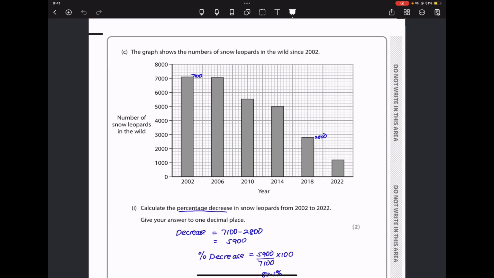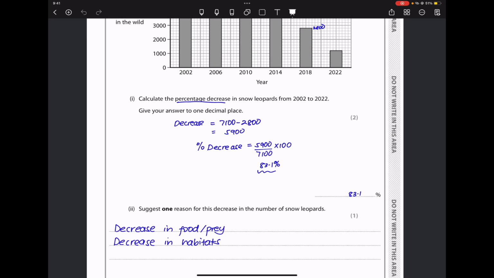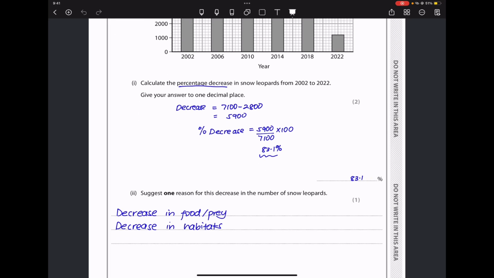So the decrease is 7100 minus 2800, giving us 5900. The percentage decrease will be the decrease divided by the original times 100, giving us 83.1%. And that was my answer.